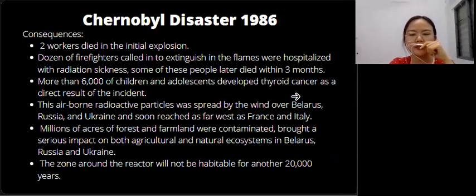More than 6,000 children and adolescents developed thyroid cancer as a direct result of the incident. These airborne radioactive particles were spread by the wind over Belarus, Russia, and Ukraine, and soon reached as far west as France and Italy. Millions of hectares of forest and farmland were contaminated, bringing a serious impact on both agricultural and natural ecosystems in Belarus, Russia, and Ukraine. Lastly, the zone around the reactor will not be habitable for another 20,000 years.